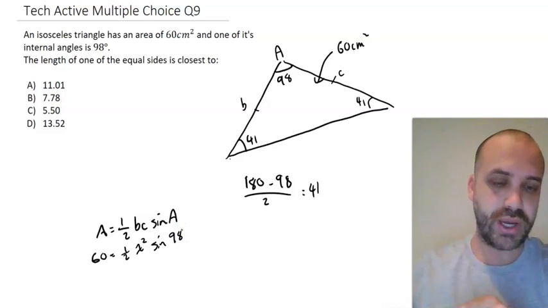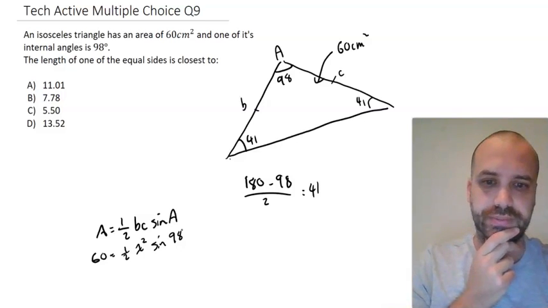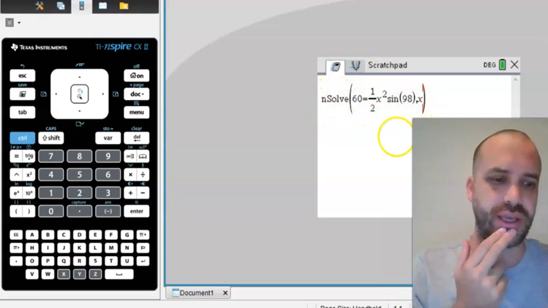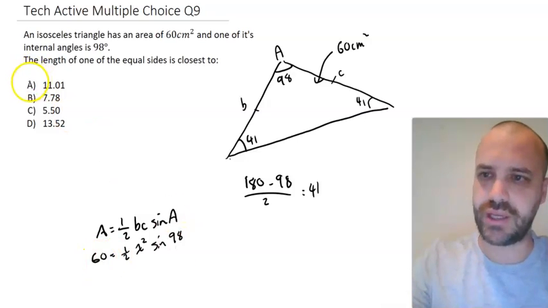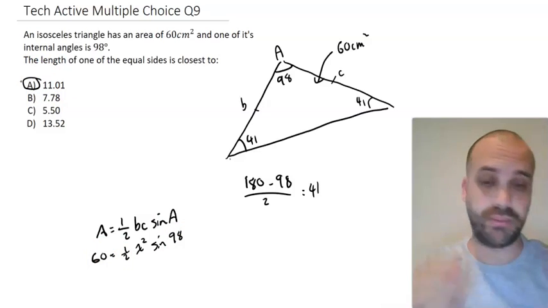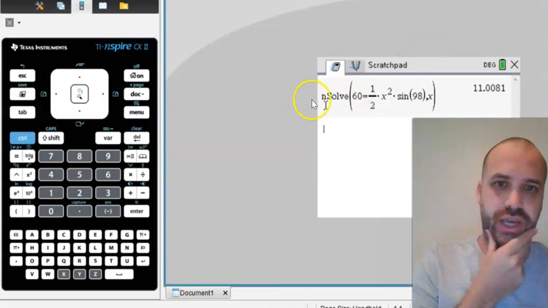So we have an equation, we have a calculator. We can solve this relatively easily. So I'm nSolving 60 equals half x squared sine 98, x, 11.0081. All right, so we've nSolved that. 11.01 is our answer.